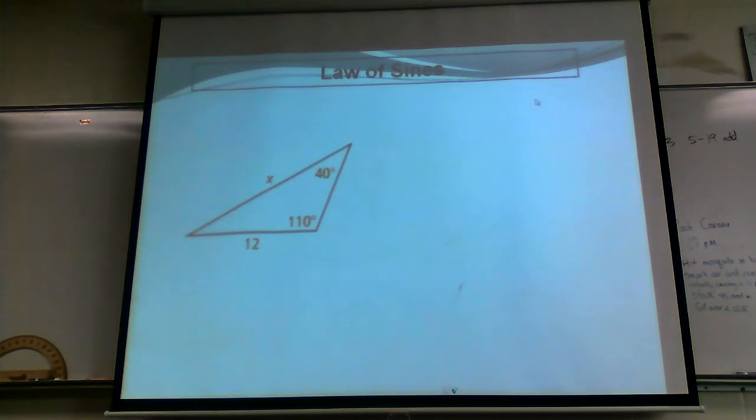Alright. So this one right here, guys, this would be the situation where I've got two angles and one side length given to me. Since I have two angles and one side length, I have to use the law of sines in order to find the other side. I can't do regular sine, cosine, tangent because it's not a right triangle, and I don't have enough information to fit it into the law of cosines.